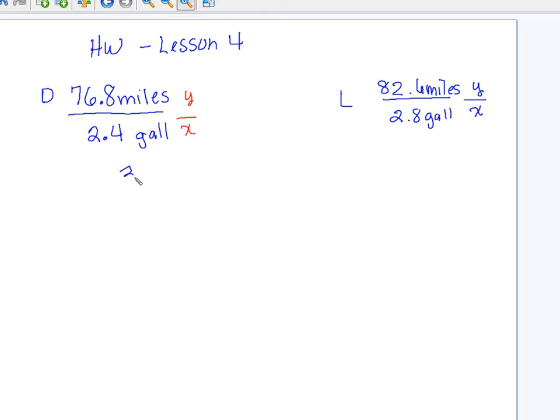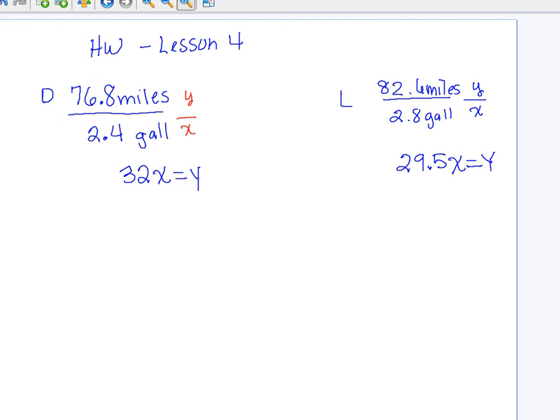Derek is 32x equals y, and Ling is 29.5x equals y. Then the question is, are they proportional? They are not the same, so they are not proportional.